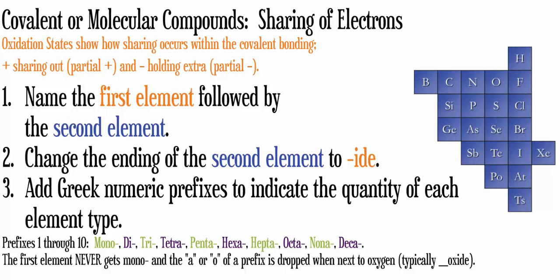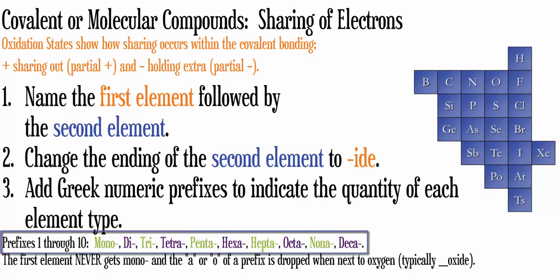Our Greek numeric prefixes go between 1 and 10, although you could expand that and go further. We have mono for 1, di for 2, tri for 3, tetra for 4, penta for 5, hexa for 6, hepta for 7, octa for 8, nona for 9, and deca for 10.